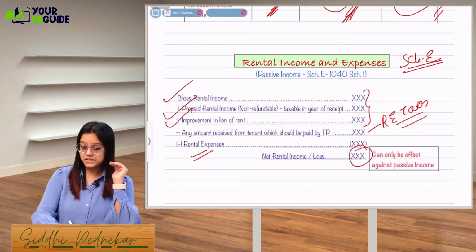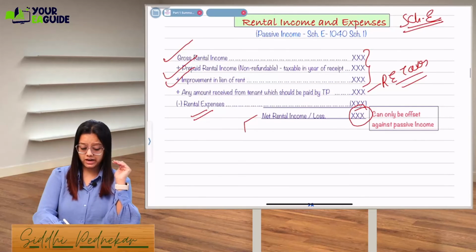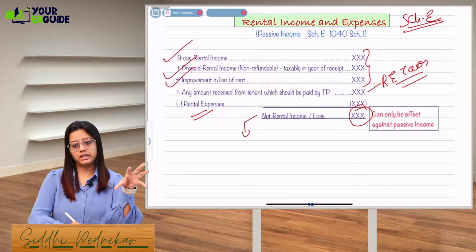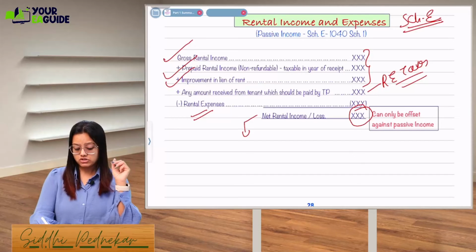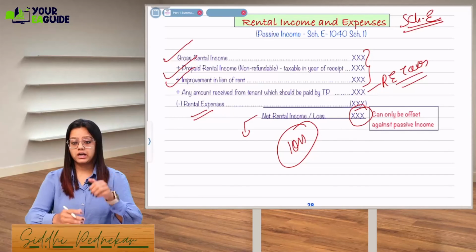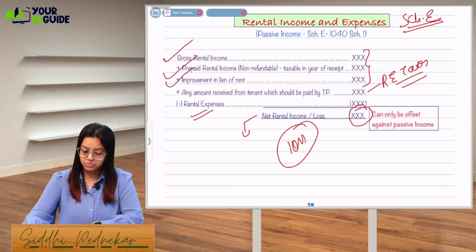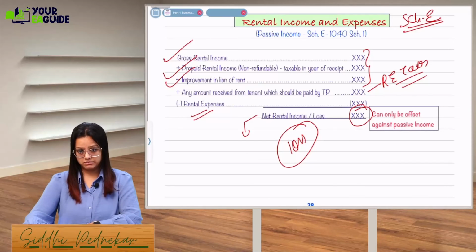Now, since day one I'm mentioning rent is a passive activity. It's a passive income, so it can be offset. Let's say there is a loss. This loss can be offset against only and only passive income, not against the ordinary income.